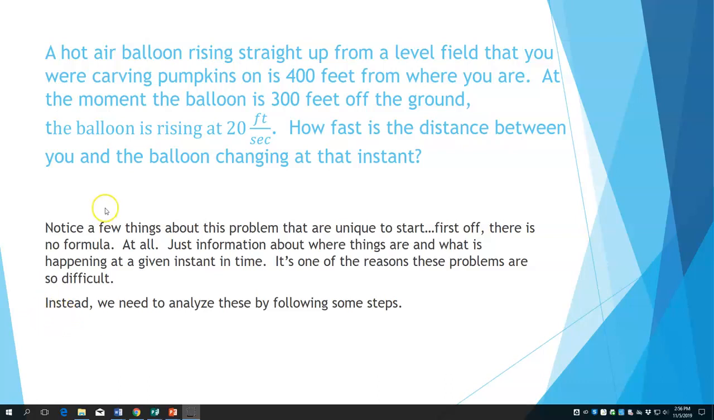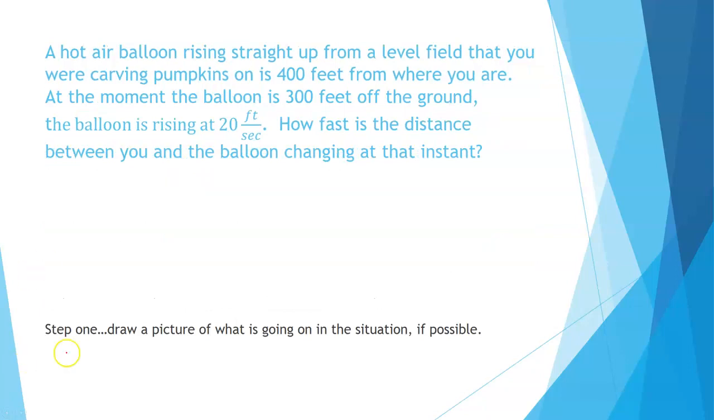So step number 1 every single time is we want to draw a picture of what is going on in the situation. So in this case, here you are on the field. Here's your little pumpkin carving knife right there. The balloon is rising up in the air, so here's my balloon rising up in the air. That doesn't look very good either, but there's my hot air balloon. And here is the launch pad that it launches from.